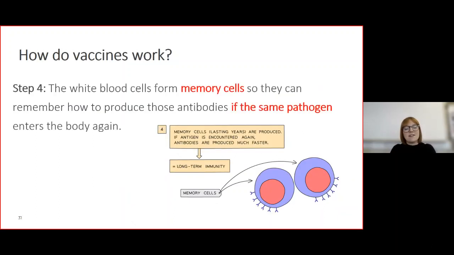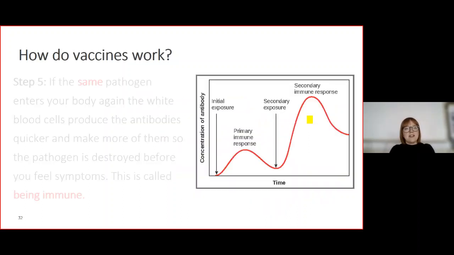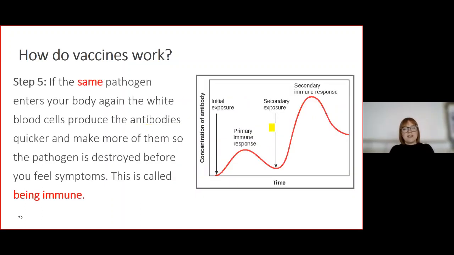Step 4 then, okay, in our blood we keep behind our memory cells, so our memory cells remain, and if we are then infected by the same pathogen again, then we would see the secondary response happen. Okay, so if the same pathogen was to enter our body, this is what we would see. We should then see a secondary immune response. Okay, and this means that we are immune.